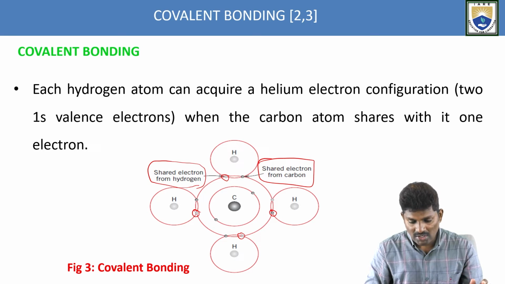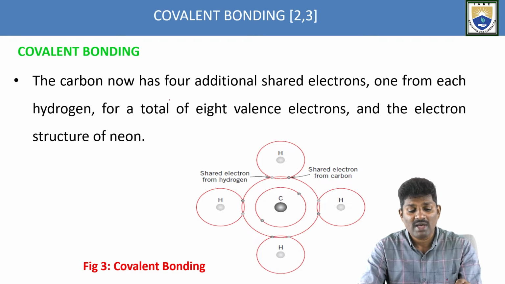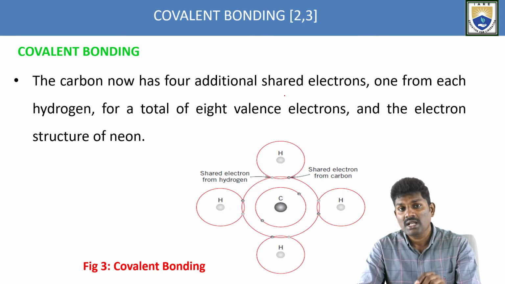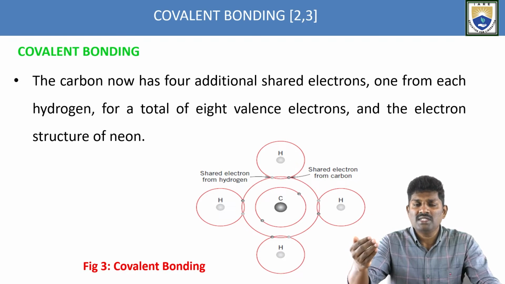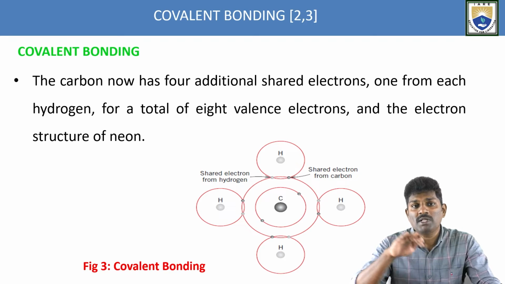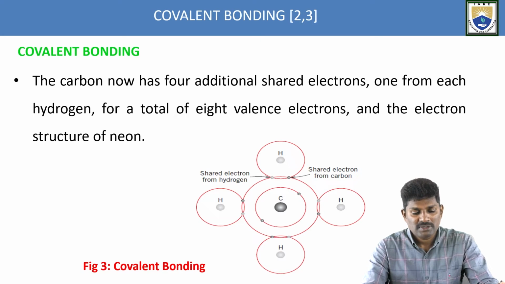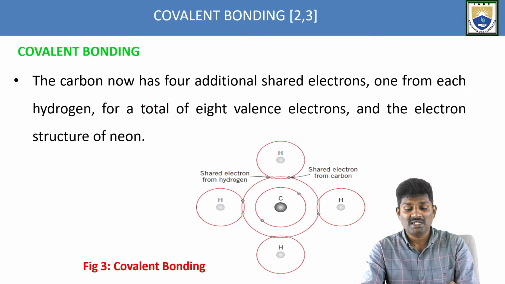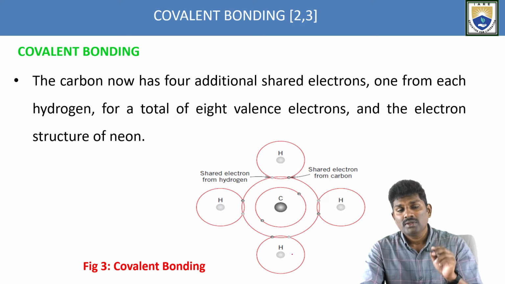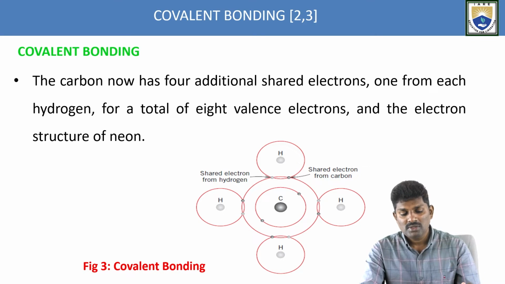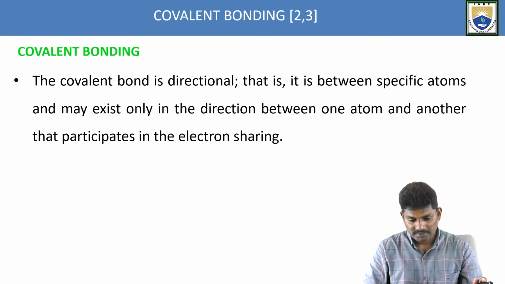Now if you see combinedly how many things you are having, the carbon now has 4 additional shared electrons. Initially the carbon has only 4. Now the hydrogen is sharing another 4. So 4 plus 4, totally you will have 8. So that's why the carbon now has 4 additional shared electrons, 1 from each hydrogen. So totally you will get the 8.